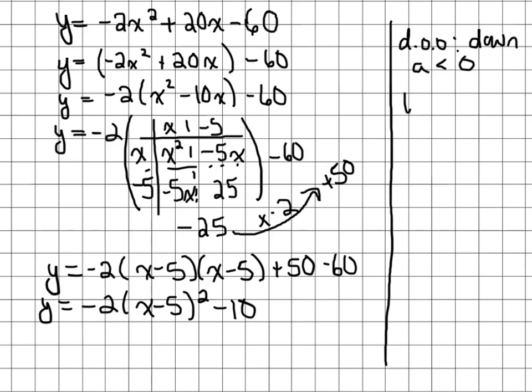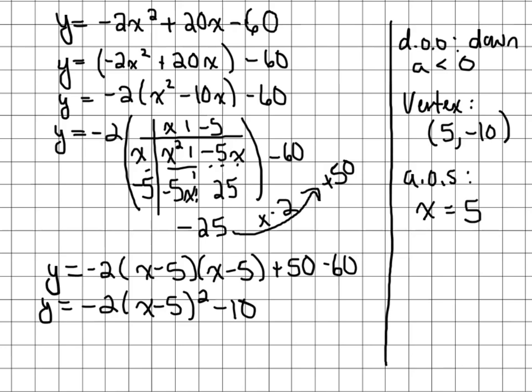We can get our vertex. Our vertex is the x-coordinate, y-coordinate, but for the x-coordinate, we change the sign. So our vertex is (5, -10). From our vertex, we can get two pieces of information. We can get our axis of symmetry, AOS. That's always the x-coordinate of the vertex, so that's x equals 5.